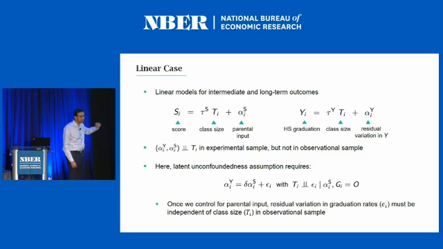In this context, the latent unconfoundedness assumption in the linear case effectively requires that we can write the error term in the long-term equation as the sum of two components: the part that projects onto the short-term selection component alpha, and a residual epsilon that is orthogonal to treatment. So intuitively, what is that requirement saying? It's saying that once we control for parental inputs, what's driving the short-term variation in test scores, any remaining variation in graduation rates is independent of class size in the observational sample. That is, any selection effect that we have in the observational sample would be picked up in test scores as well. That's what the assumption boils down to. So once we make this assumption, it's actually quite straightforward to see how you can obtain identification through what amounts to a control function approach.